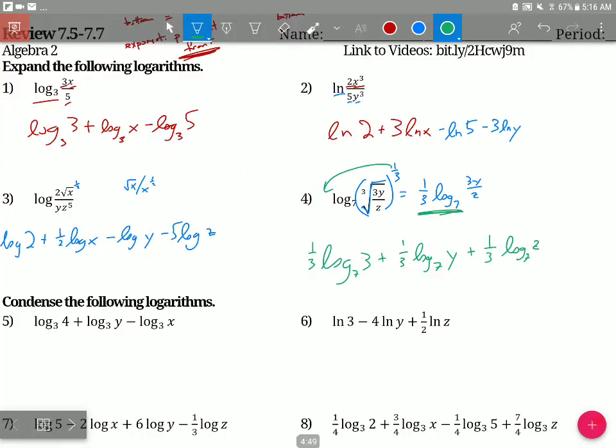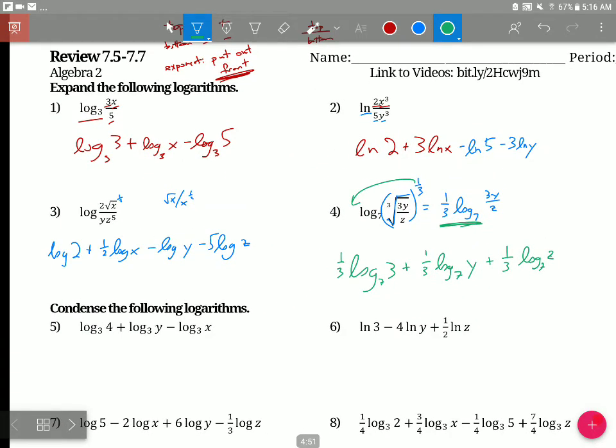All right, contracting is the same idea. So those are those guys. Condensing or contracting is the same thing, just the other direction. If I were you, I'd pause the video, see if you can do it on your own. But here we go.